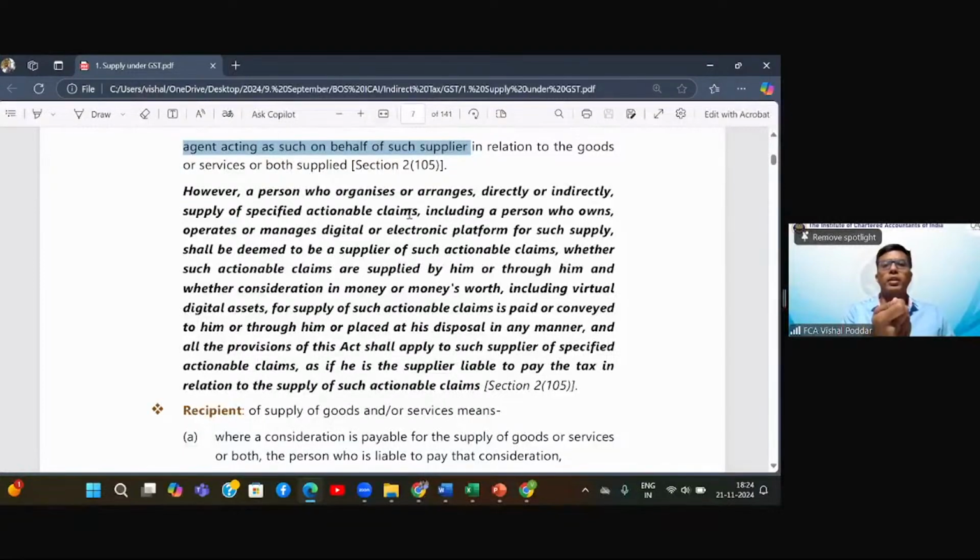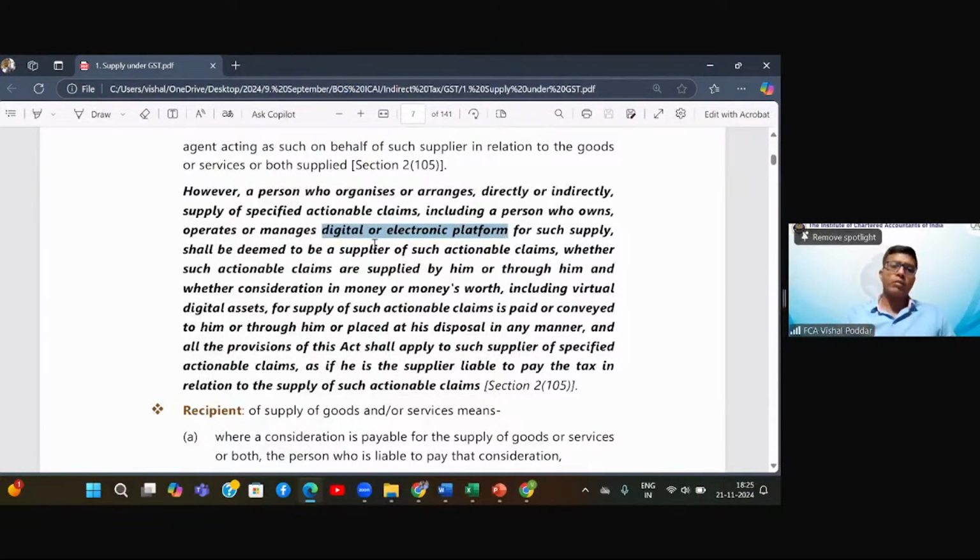And if I win, then I have the claim on that money amount. This is the actionable claim which the company is giving when I pay rupees 100 to the company. So what is the supply? Who is the supplier? It is the person. Now, who is this person? The online gaming company who organizes, arranges directly, indirectly what? Supply of actionable claim. And it includes a person who owns, operates, and manages the digital or electronic platform.